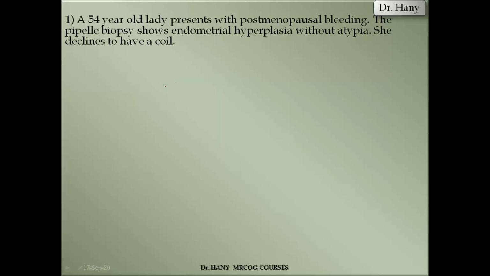A 55-year-old lady presents with postmenopausal bleeding. The pipelle biopsy shows endometrial hyperplasia without atypia. She declines to have a coil. So, what will be the answer? Then we'll give her oral progesterone. Oral progesterone. Excellent. Oral is conservative.